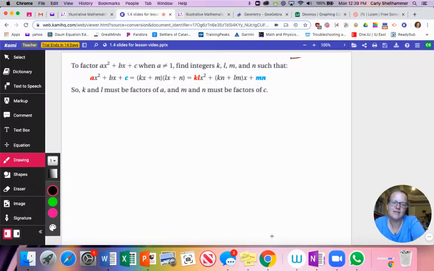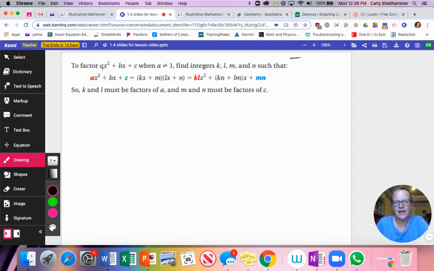All right, we are in section 1.4 now. So we're still factoring, but now there's an a term. An a term makes everything a little more complicated. So just to get started, solving ax squared plus bx plus c equals 0. First of all, we need to learn how to factor them.